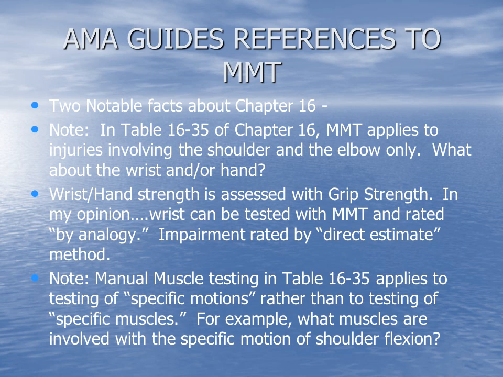So for example, Table 16-35 describes shoulder motions such as shoulder flexion, shoulder extension, shoulder abduction, shoulder adduction, etc. What muscles are involved with the specific motion of shoulder flexion? Let me ask you.